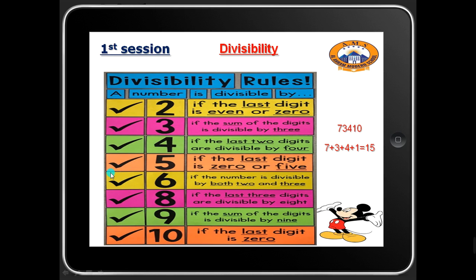Another rule, if I ask you about a number divisible by 5, all you have to do is to look at the last digit. If it's 0 or 5, the number is divisible by 5. Again, if it's 0 or 5, the number will be divisible by 5. And what about another rule, like the divisibility of number 10? This is so easy. If the last digit is 0, the number is divisible by 10.